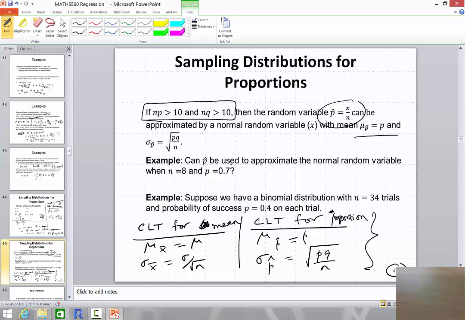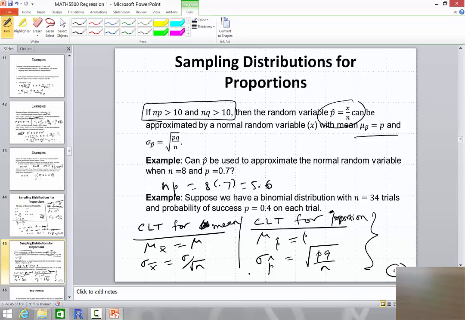Go to the example here. Can p hat be used to approximate a normal random variable when n is equal to 8 and p is equal to 0.7? Well, I need to check whether we can approximate p hat with a normal random variable or not. To check, the condition is right here: n times p bigger than 10, n times q bigger than 10. n times p, n is 8 times 0.7, this is equal to 5.6, right?